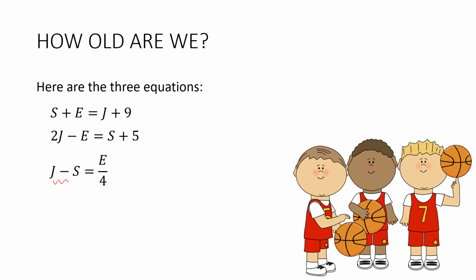So I can see this j minus s sitting here, and I can see that I can easily make that from the top one as well, j minus s, just by moving that s over and then moving the 9 over this side. So rewriting the first equation, I've got j minus s equals e minus 9. Now, if j minus s is equal to e on 4, and j minus s is also equal to e minus 9, then e on 4 must equal e minus 9. And now we have an equation in one unknown.